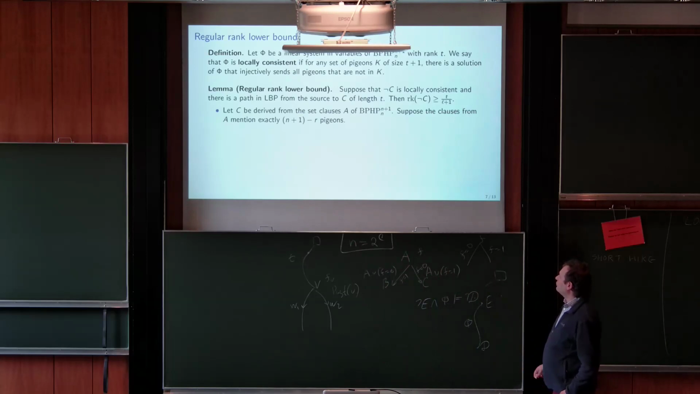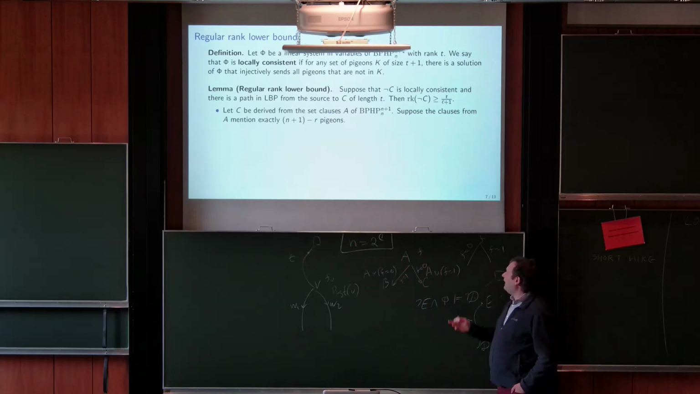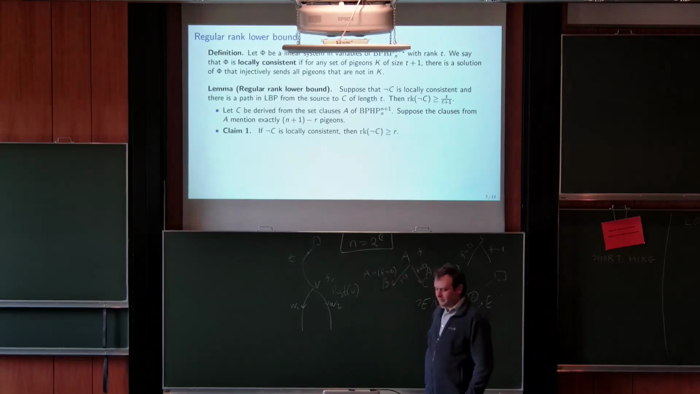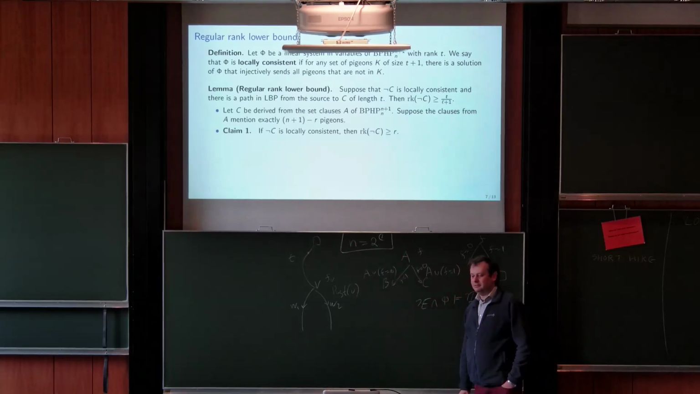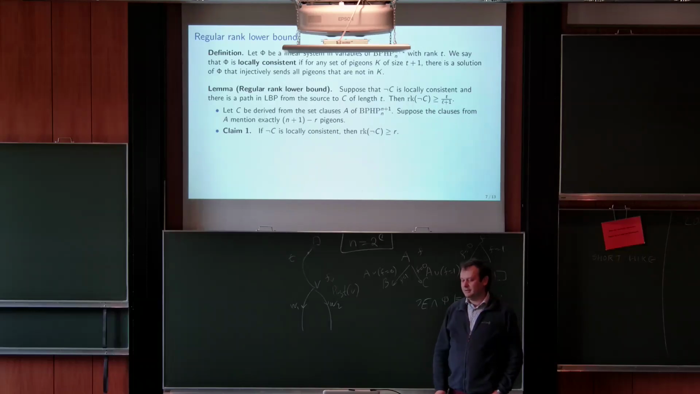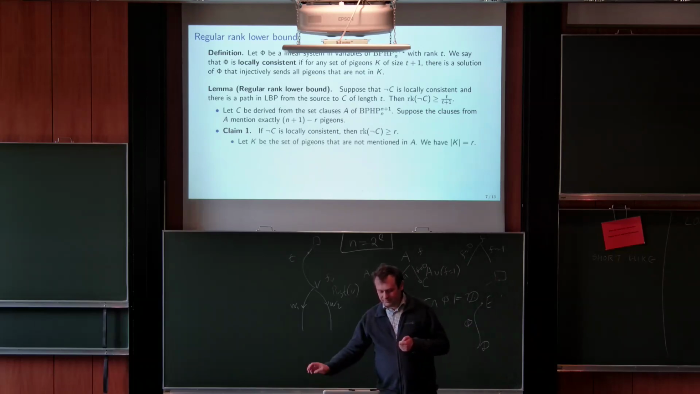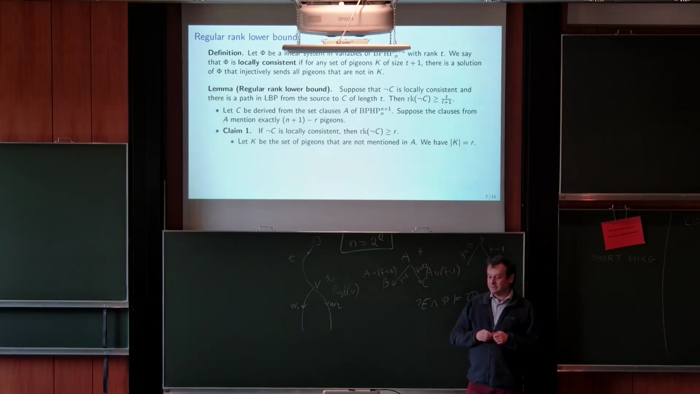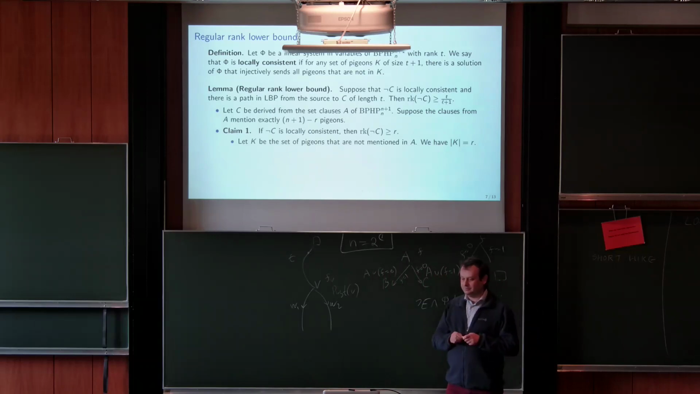So, A does not mention those pigeons, and first of all we prove that if the negation of C is locally consistent, then the rank is at least R. It is good if R is large, but bad if R is small. But it just follows from the definition of locally consistent. Let K be the set of pigeons that are not mentioned in A.